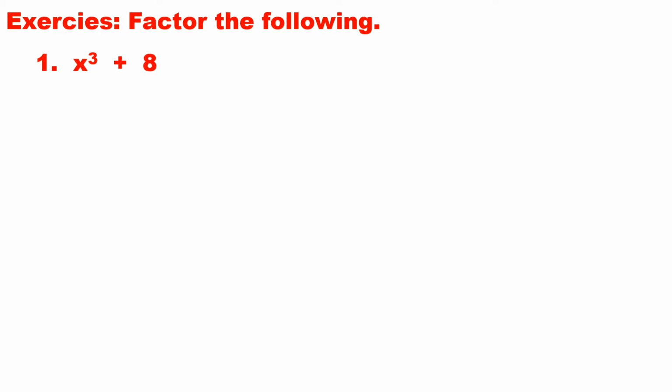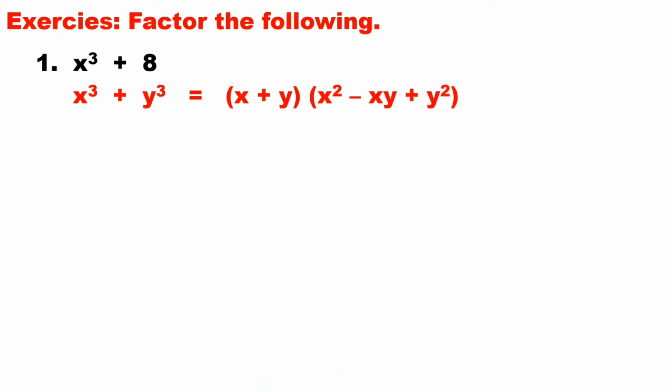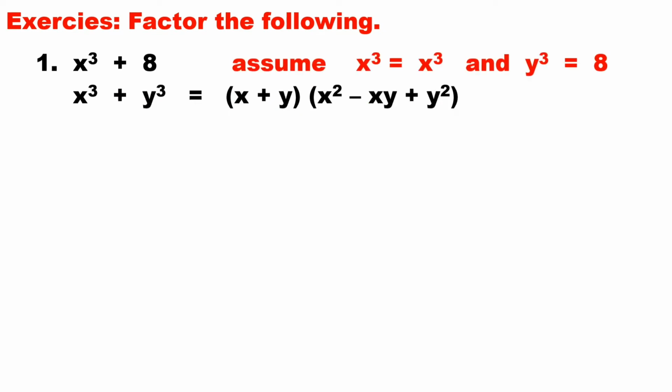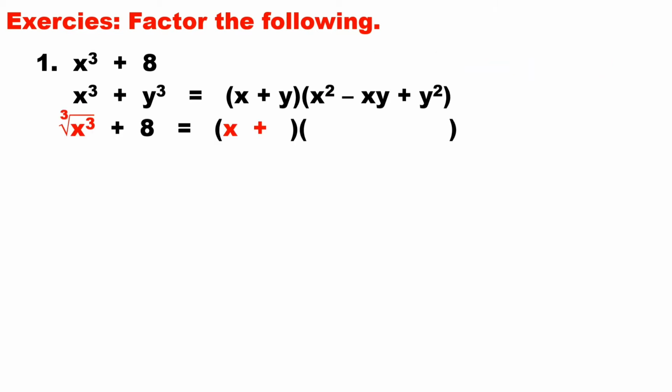Number 1, factor x cubed plus 8. Since it is the sum of two cubes, the pattern to be used is x cubed plus y cubed equals x plus y, quantity x squared minus xy plus y squared. In our problem, the first cube is x cubed, the second cube is 8. To find the factor, get the cube root of the terms. Cube root of x cubed equals x. Then plus cube root of 8 equals 2.